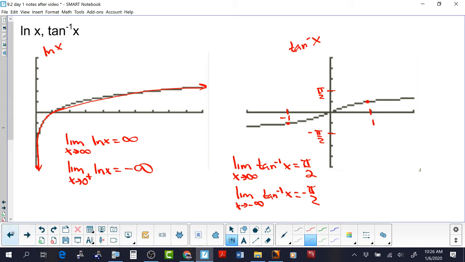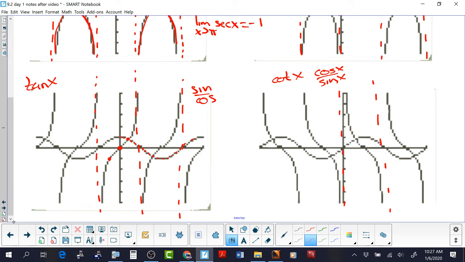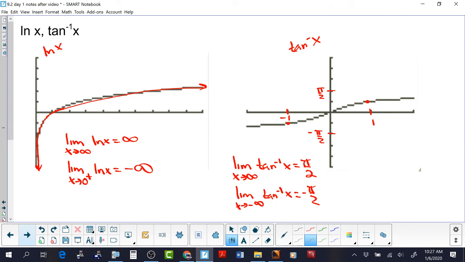It's tangent. There it is. We looked at tangent. This is pi over 2. This is negative pi over 2. So we switch the x's and the y's for inverse.